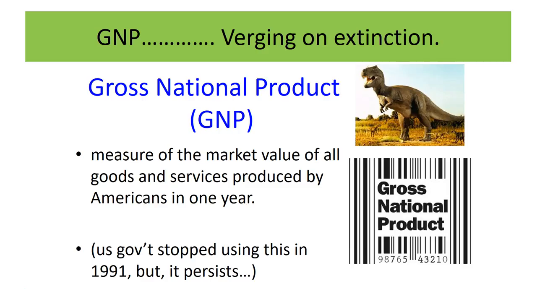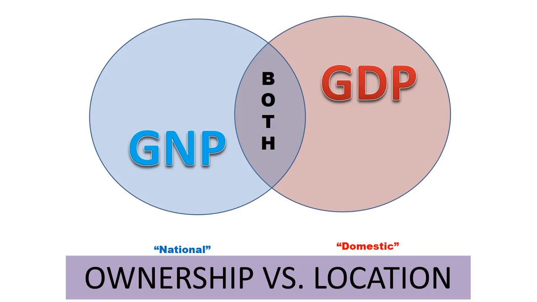You may see a number sometimes called GNP. This is a number that's verging on extinction. It had a lot of meaning back when we were in the Cold War, because what we're looking at here is the measure of the market value of all goods and services produced by Americans in 1 year. So instead of being a geographic discussion, this is a citizenship discussion. The American government really stopped using this in 1991, but it persisted popping up here and there. So I might mention it, but really what we're looking at here is citizenship versus geography.